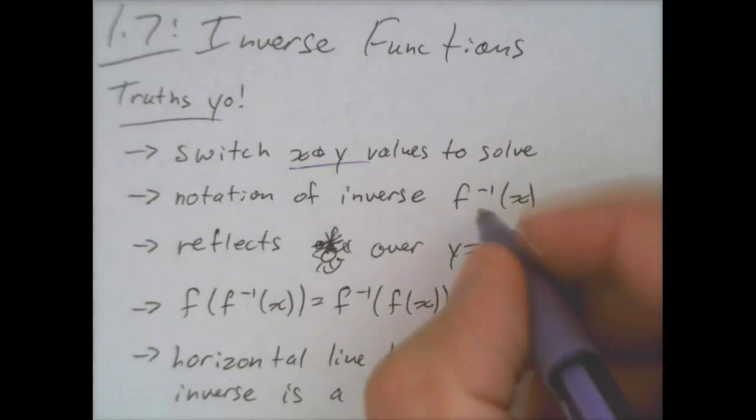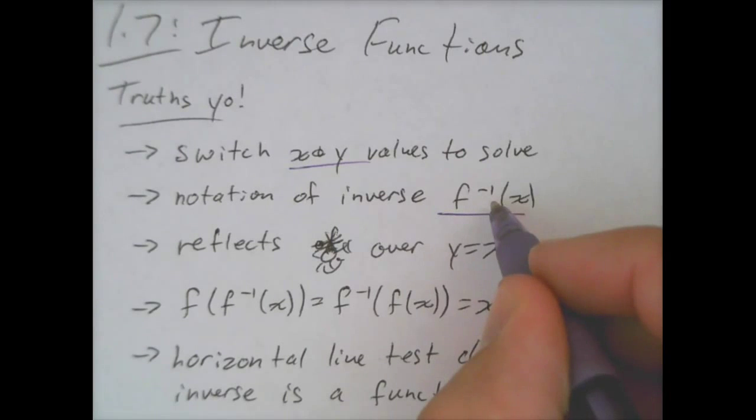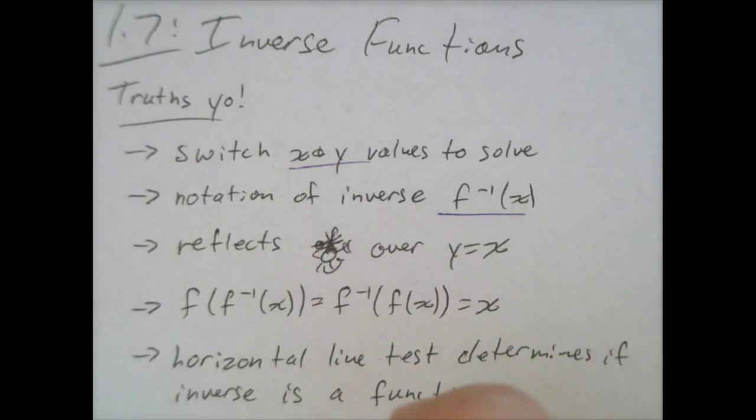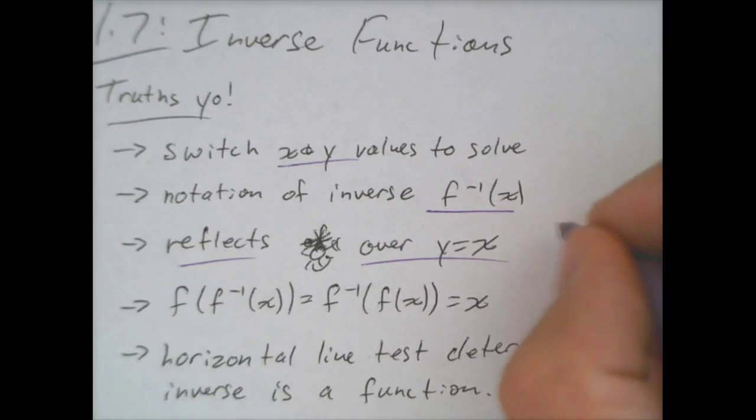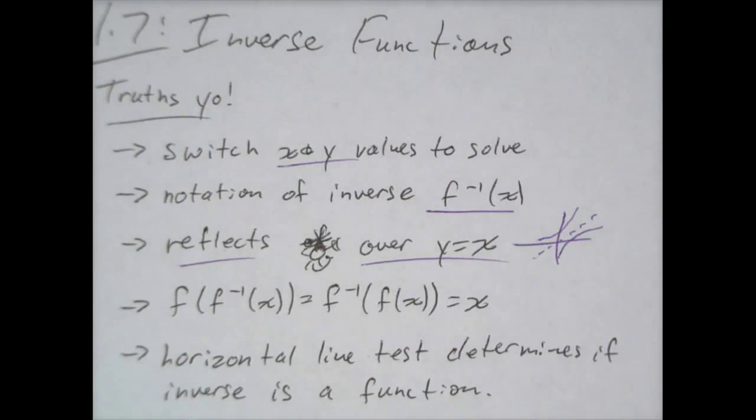The notation is represented as f inverse of x, f to the -1 of x, kind of. It just means f inverse of x. They reflect over the y equals x line. So if you have y equals x, the reflection of that would be something like that. So those two functions would be inverses of each other.